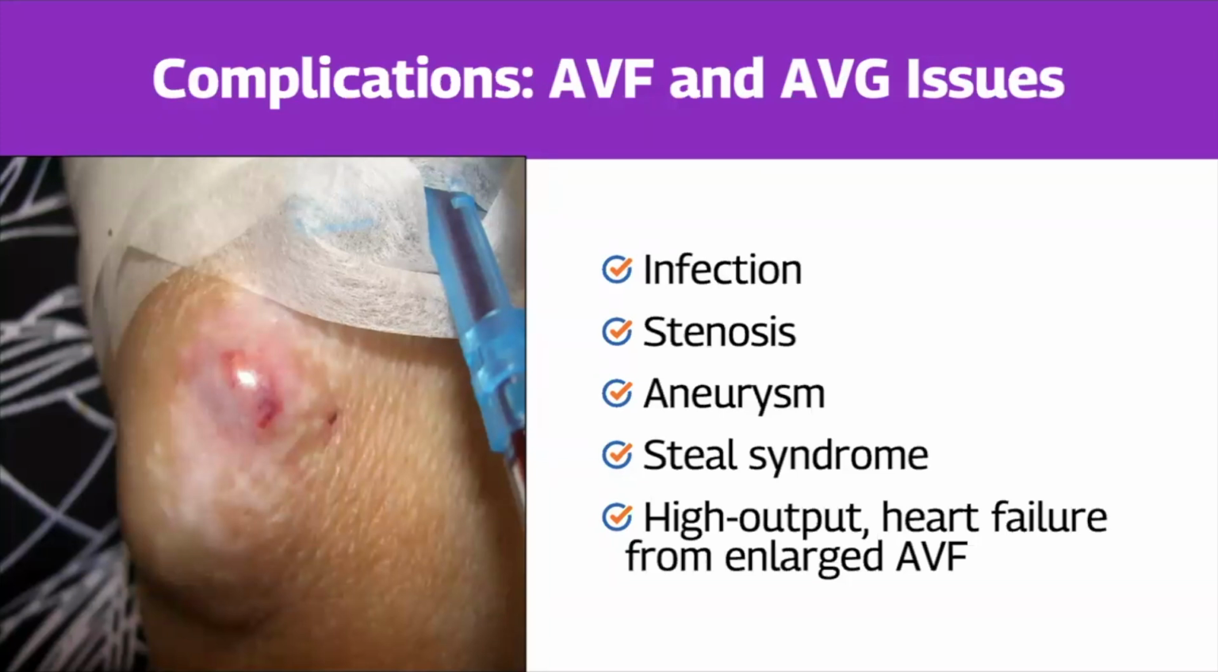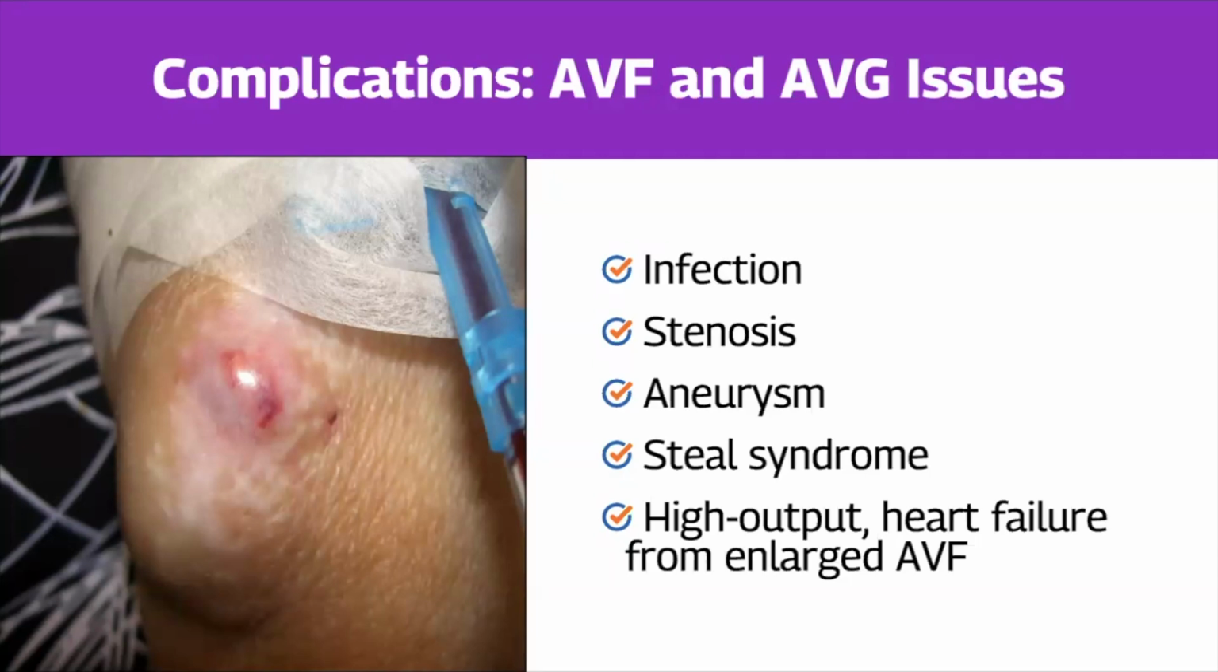Steal syndrome is another complication. It's a painful ischemic condition caused by the access stealing blood from the extremity, usually the hand. Usually a second surgery is needed to repair the problem. If you ever walk through a dialysis unit and see patients wearing a glove on one hand, it's because that's their access arm and their hand gets cold because we've taken some of the blood from that hand and put it into the access. So often those patients have a glove on.